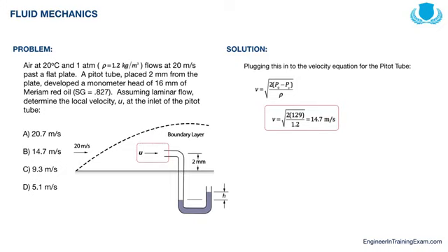Plugging this value into the velocity equation for a pitot tube, we find that the velocity at the inlet of the pitot tube is 14.7 meters per second.